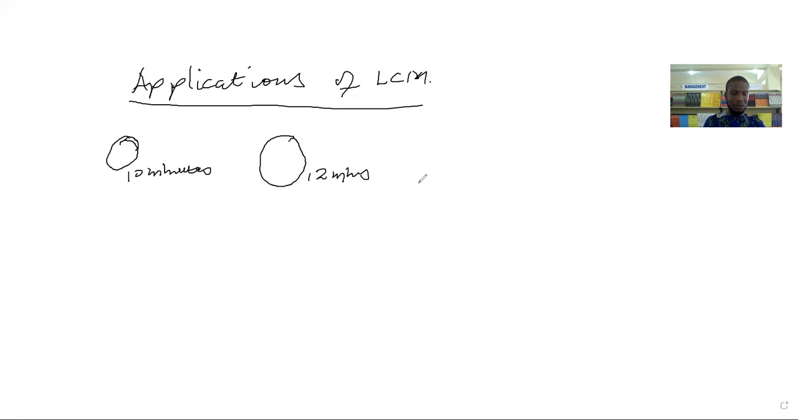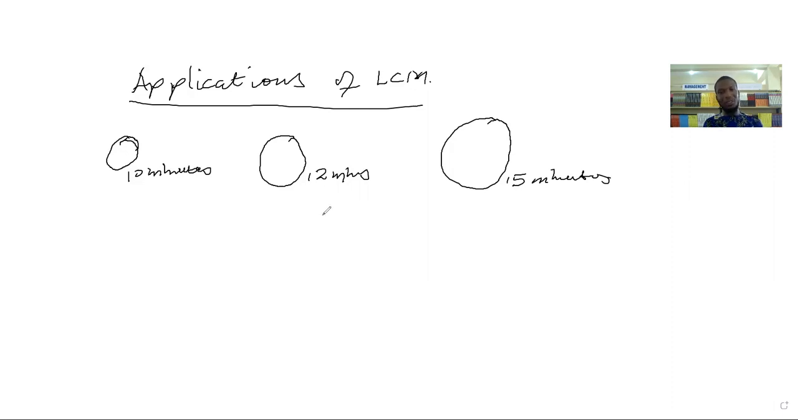And then another one, let's say a little bigger, it takes 15 minutes. And then we want to know how long it will take all of them to reach the starting point again if they are going around. So it means that it will be after 1 hour, because we just found the LCM.